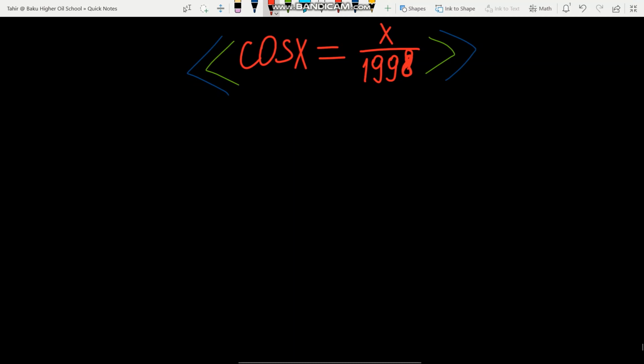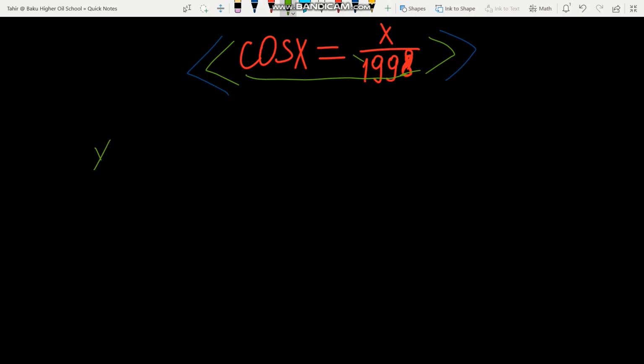Hi everyone, in this video we are going to find how many roots this equation has, and I just want to remind you again that our aim is not to find all the roots of this equation. Let's just start with another simple problem, but we will use the same method while solving our main problem.